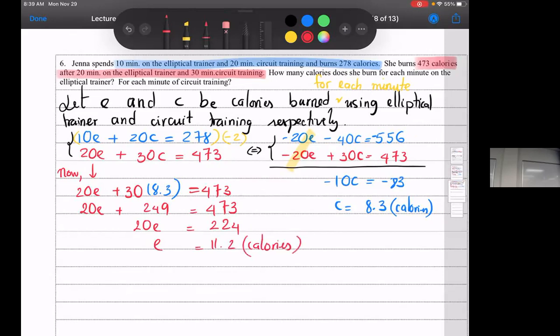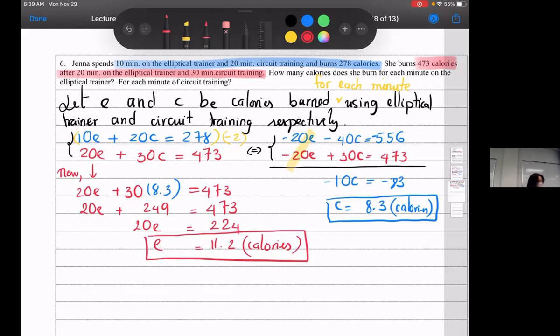Calories. Let me box them up. Do you have any questions so far, before I jump to the geometry applications?